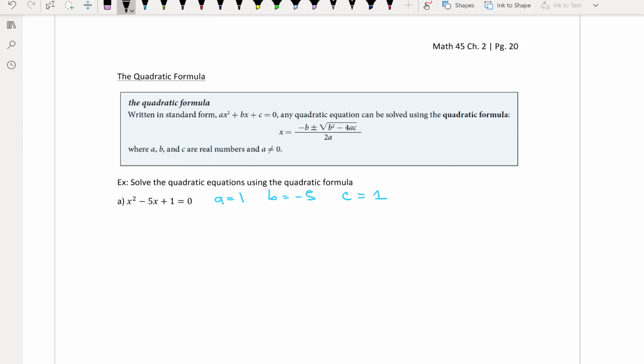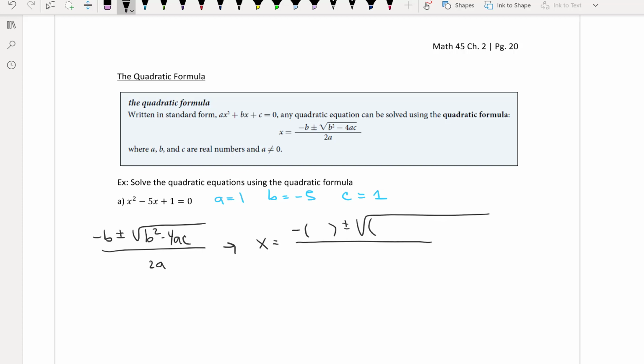So when I plug it into my formula, x is equal to negative b plus or minus the square root of b squared minus 4 times a times c, over 2 times my a value. So now all I have left to do is just plug in my values. So I have a negative 5 for my b value. I have 1 for a and 1 for c.